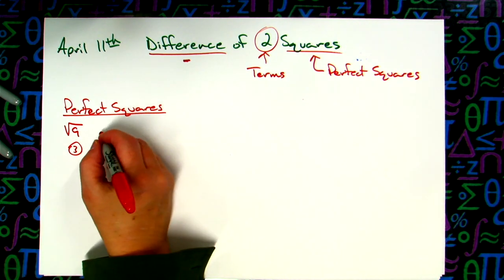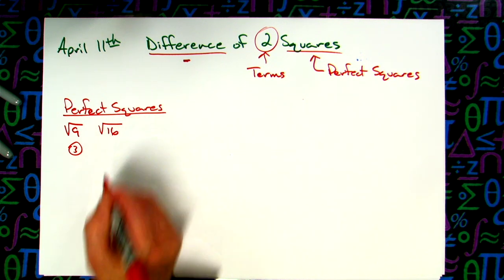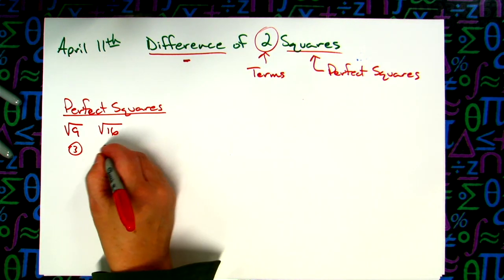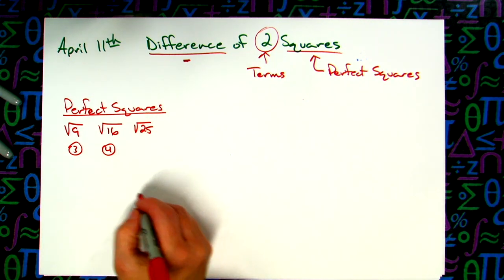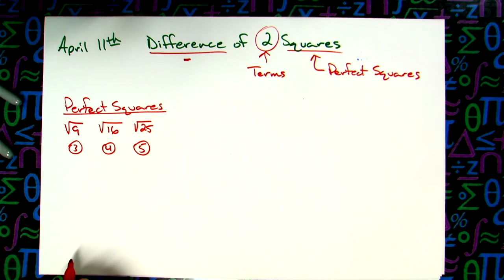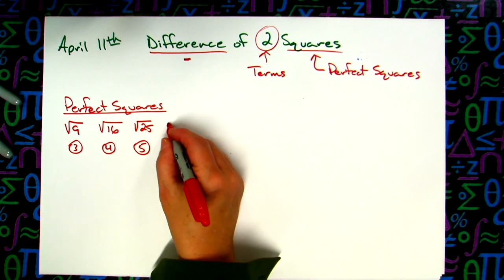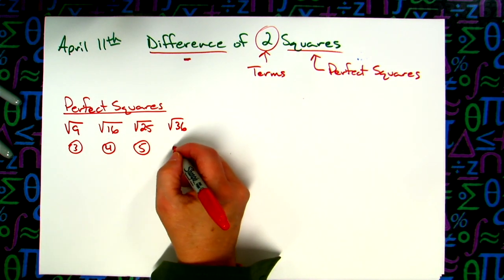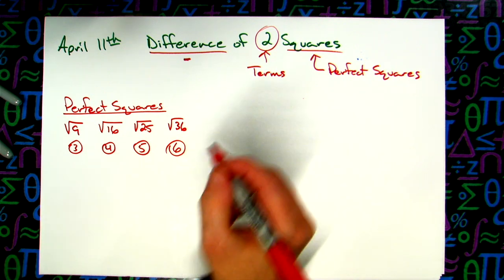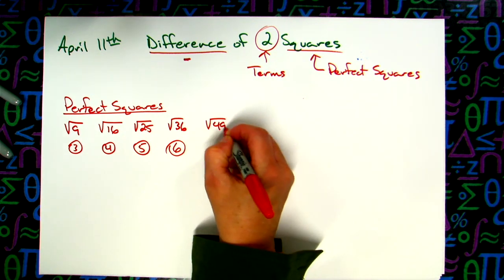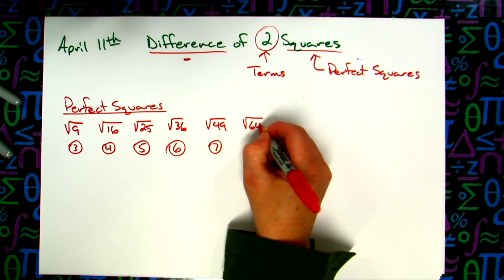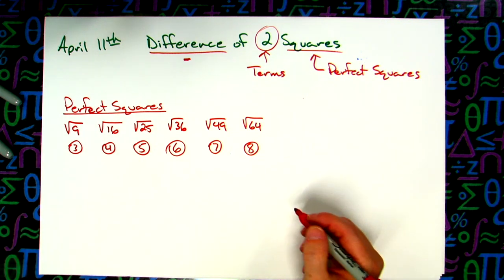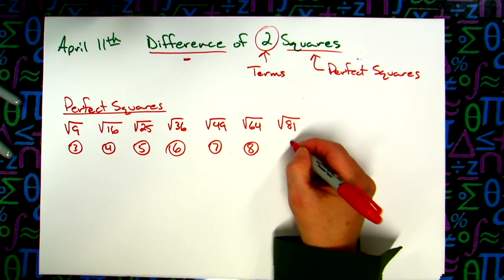Then the square root of 16 is 4. Now I'm doing a pattern here. Square root of 25 is 5. Can you guess what square root I would do next? 36, because the square root of 36 is 6. What would the next one be? 49, because that one is 7. And then the next one would be 64. The next one would be 81.